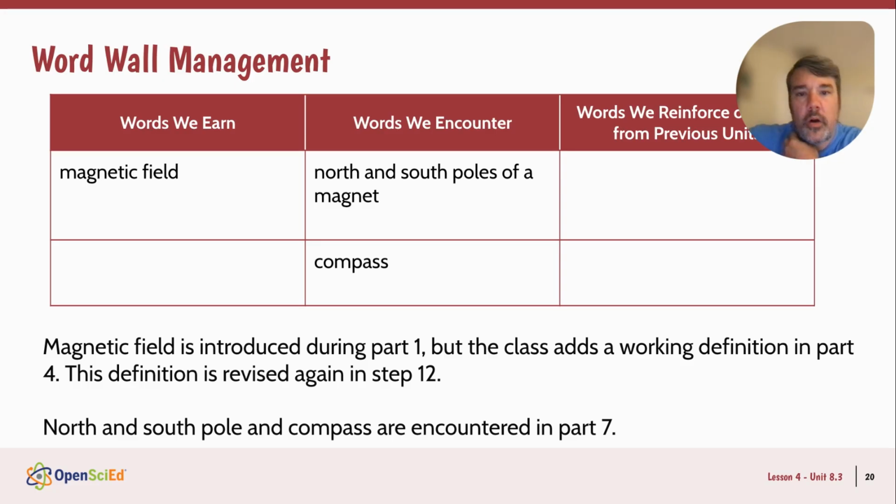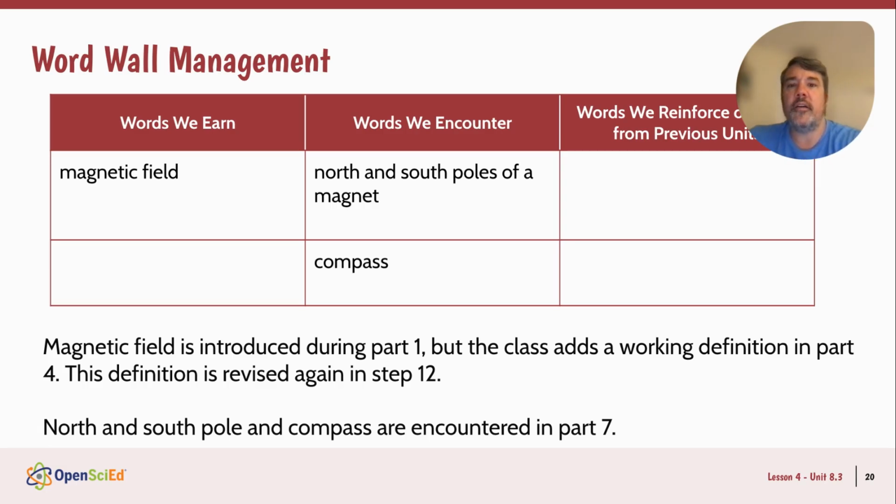We're going to add some words to this word wall, particularly magnetic field. We work really hard to define this word, and we earn this word. It's going to take us the better part of the 4 days to really earn this word. So we're going to introduce it in lesson 1. We're going to name it. We've been using it probably, and we're going to add a working definition in part 4, but we're going to go back and revise that again in part 12. So there's some guidance in the teacher guide to help you with that.